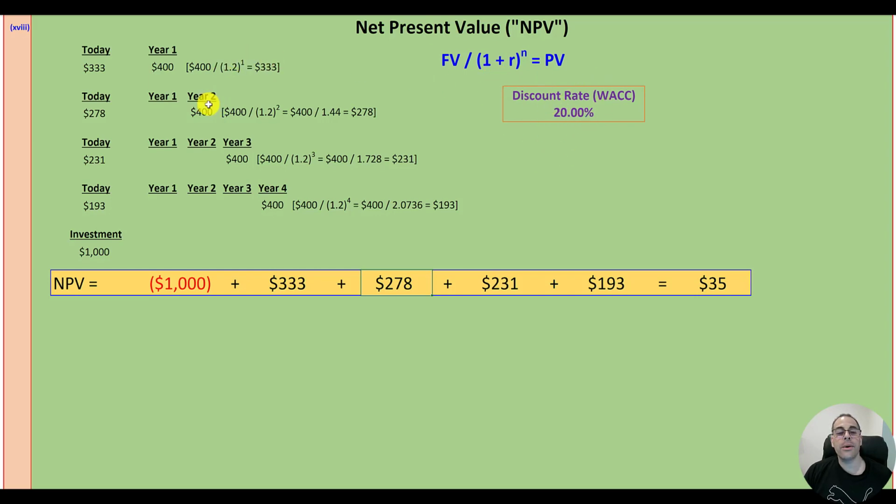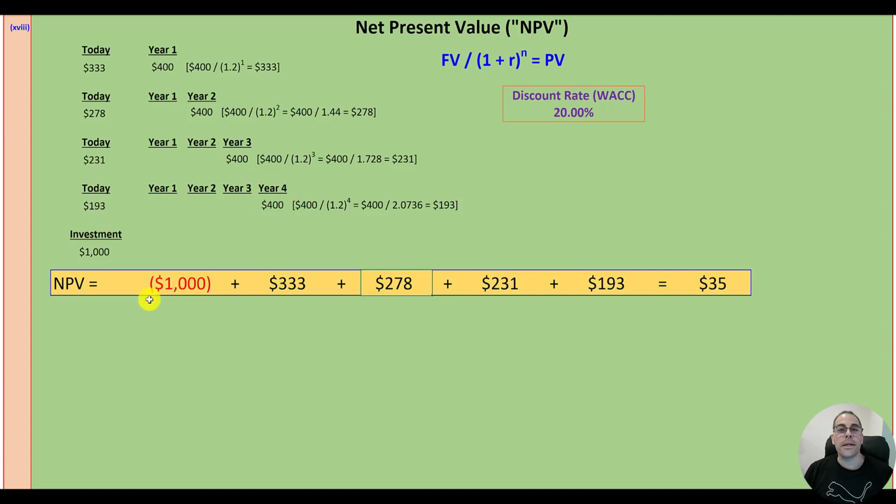What's the present value of $400 in 2 years? The further you go out, the lower the present value. $400 2 years from now is worth $278 today. The calculation is 400 divided by 1.2 raised to the second power, because it's 2 years out. 1.2 raised to the second power is 1.44. So another way to say it is 400 over 1.44 equals 278. $400 3 years out, present value back today is $231. 4 years out is $193.